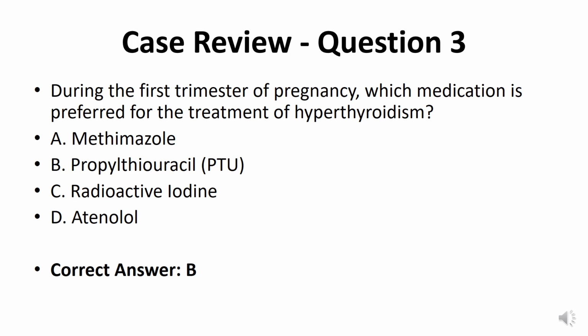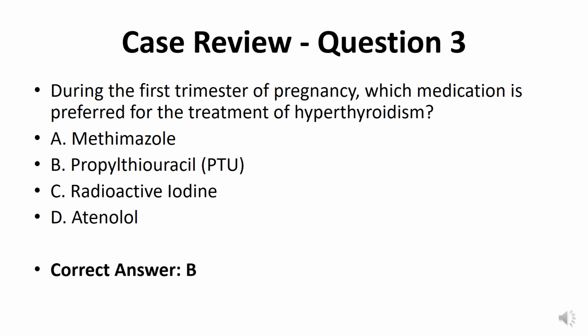However, propylthiouracil is not completely risk-free. It carries a significant risk of hepatotoxicity, including rare cases of severe liver injury. For this reason, many patients are switched back to methimazole after the first trimester once the period of highest teratogenic risk has passed. Now let's briefly examine the incorrect options.